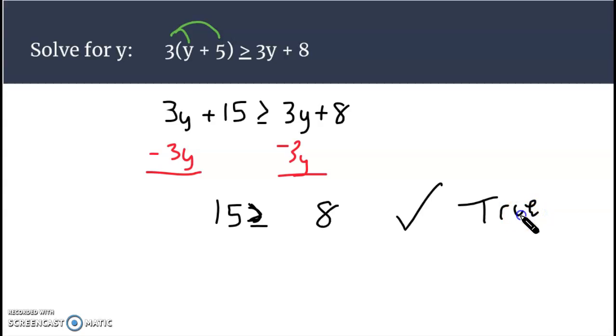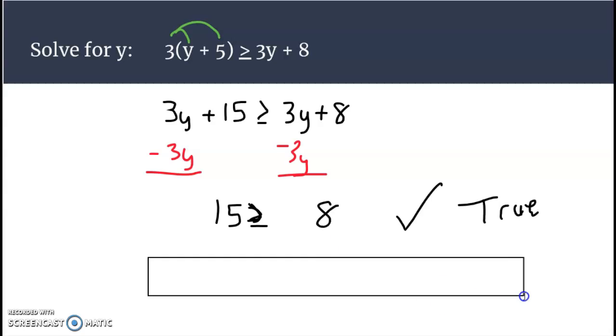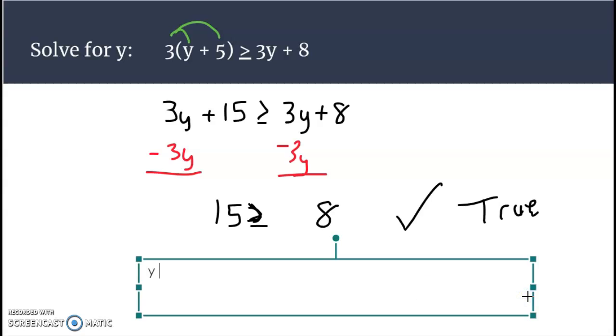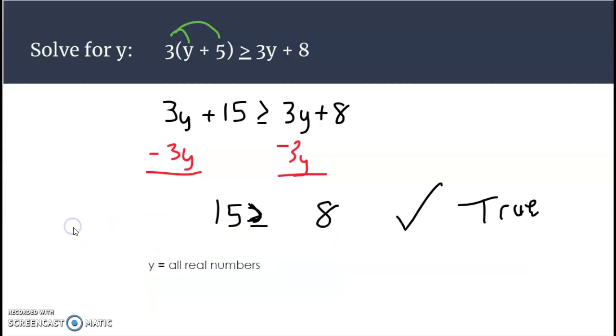When that happens with inequalities, it means the solution for the variable can be all real numbers. Any real number, any number for y will make this inequality true, no matter what it is. A positive, negative, 0, we're going to get a true inequality statement.